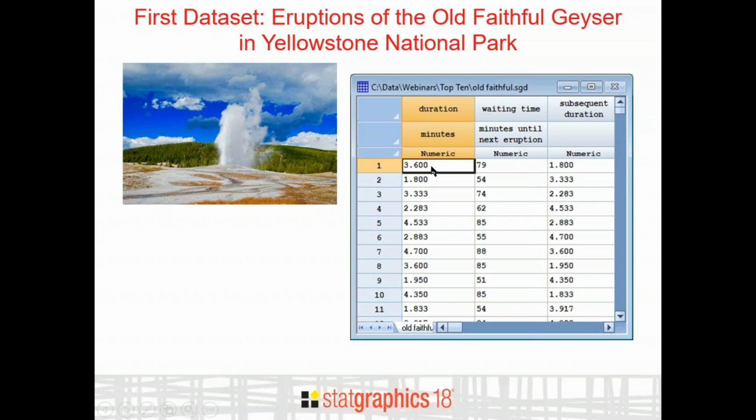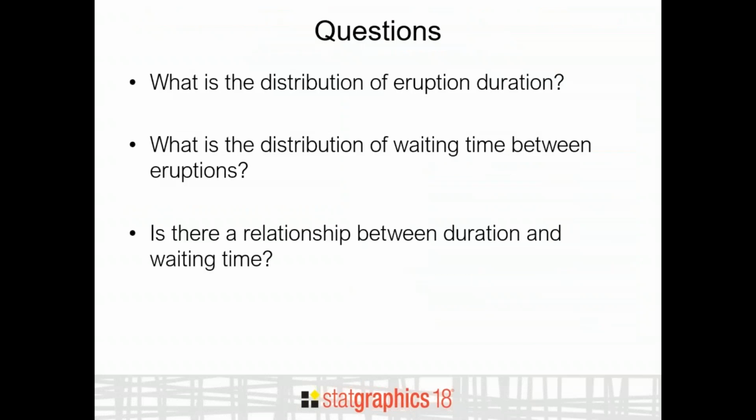So, for example, the first eruption in the data set lasted 3.6 minutes, the second lasted 1.8 minutes, and so forth. We also know for each eruption the waiting time until the next eruption. So after watching an eruption that lasted 3.6 minutes, we then had to wait another 79 minutes until Old Faithful erupted again. Now, with this particular data set, there are a number of questions that would be interesting.